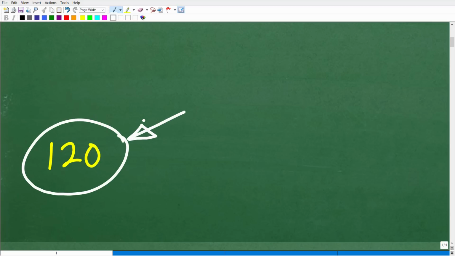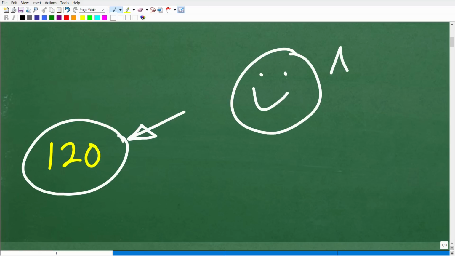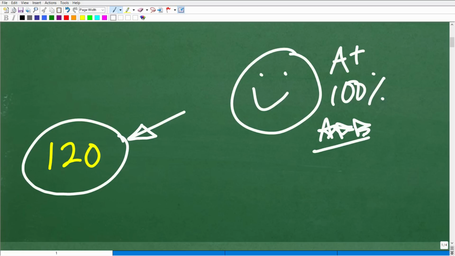Okay, so now here's the deal. If you got this right, that is definitely cause for celebration. So let me go ahead and give you a nice little happy face, an A plus, a 100%, and multiple stars to celebrate your ability to count.